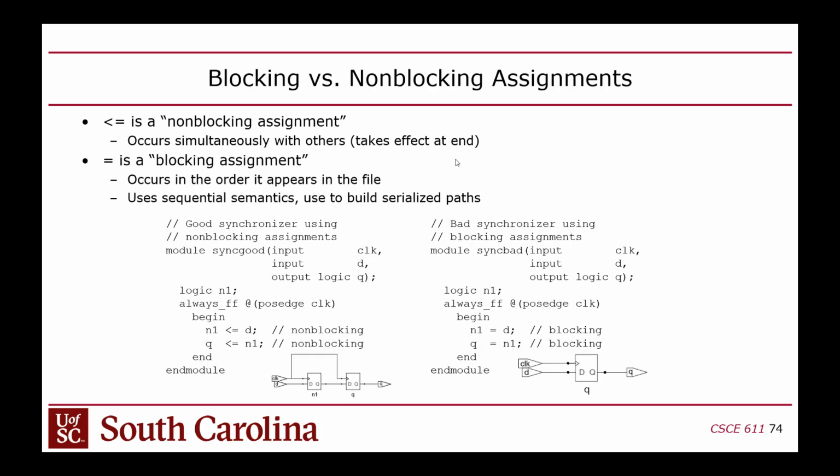However, the blocking version ends up collapsing these two registers into one, because N1 gets D and then Q essentially gets D. So in this case, it's basically just replacing N1 with D. So this is only one register, and the other is two registers.